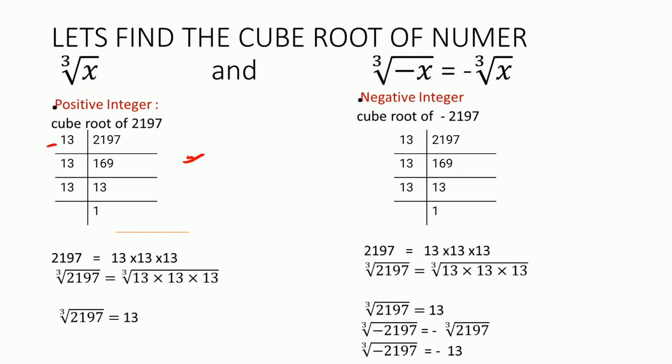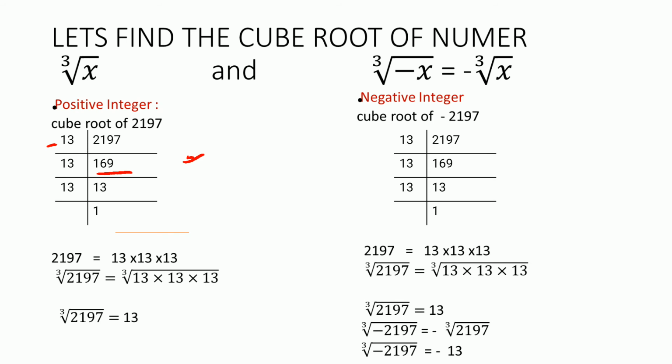So 2197 when divided by 13, we will get 169, and again 169 divided by 13, we will get 13, and 13 divided by the same number 13, we will get 1. Because 13 is a prime number, we can take 13 as a factor of 2197.